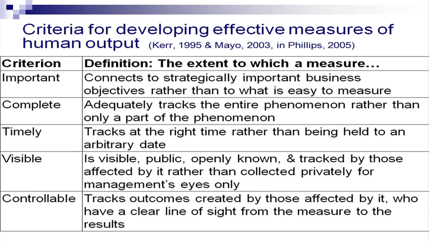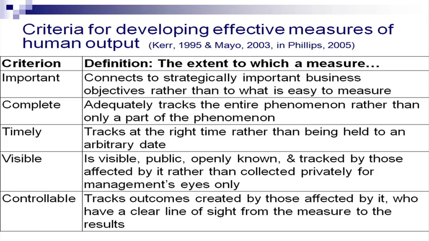Whatever we are measuring needs to be important enough for the strategic objectives of the company. We should not select things for measurement just because they are easy to measure. Whatever we are measuring should be complete, and it should adequately track the entire phenomenon rather than only part of the phenomenon. It should be timely, so whatever measure we are using needs to track at the right time rather than being held to an arbitrary date, annual or semi-annual or quarterly. It has to be timely. Whatever measure is being used should be useful at that particular point in time.